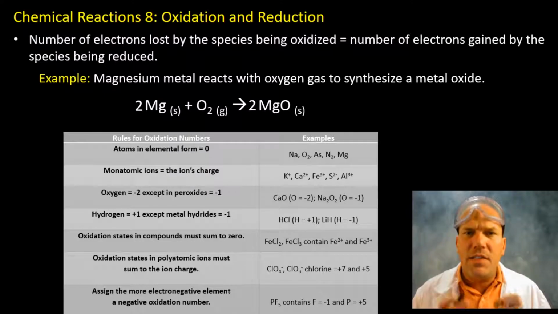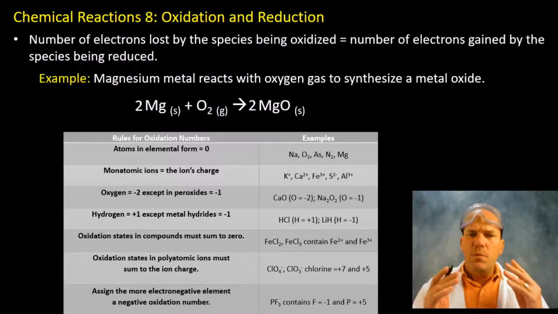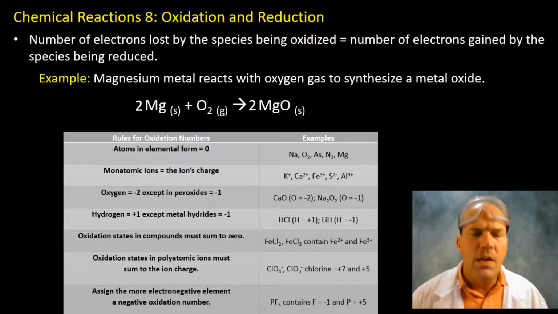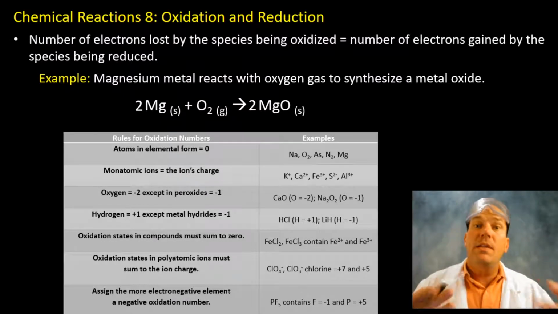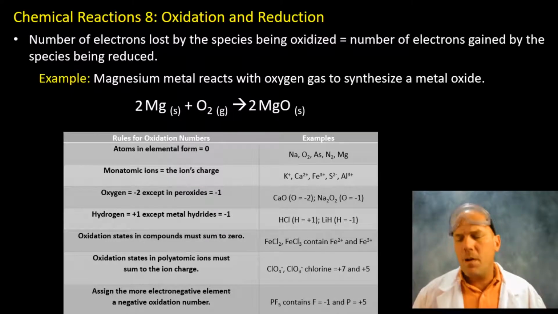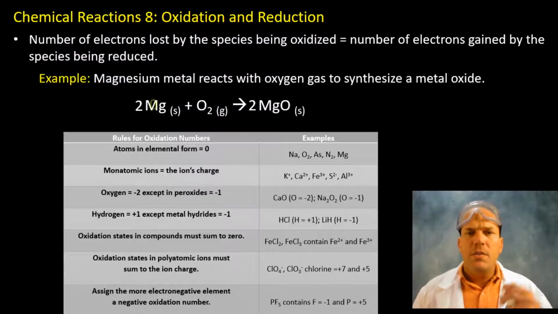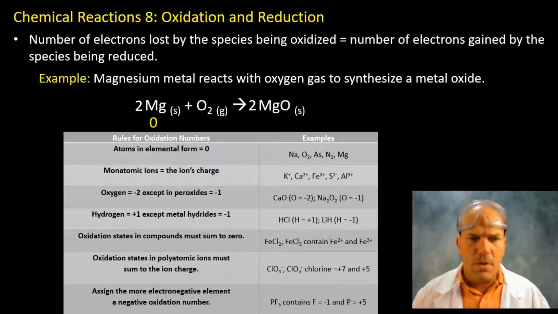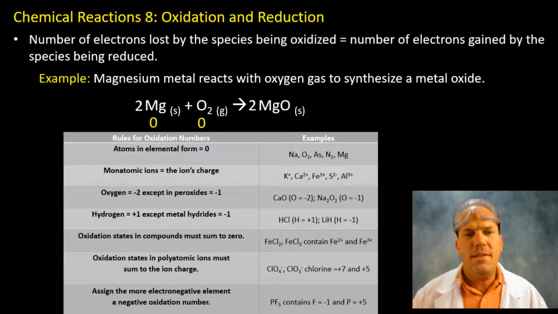Let's assign oxidation states. Recall from the last video, you were given a set of rules for oxidation numbers. So let's go ahead and apply those rules to this equation. We have our magnesium. Well, it is in its elemental form. So that is an oxidation number of 0. Diatomic oxygen. Again, it is in its elemental form. That is an oxidation number of 0.